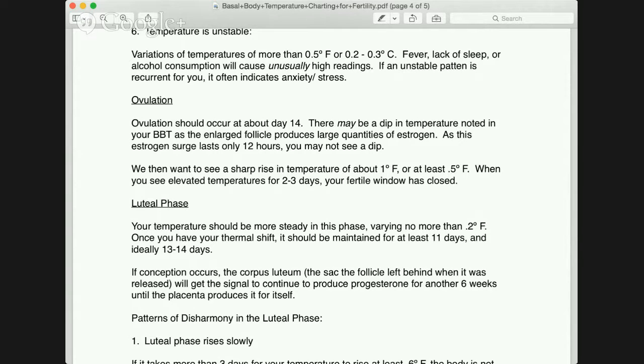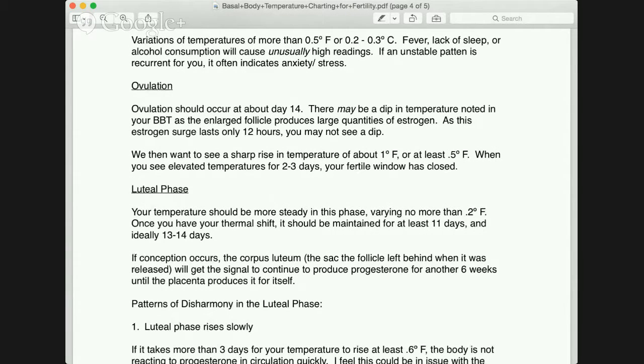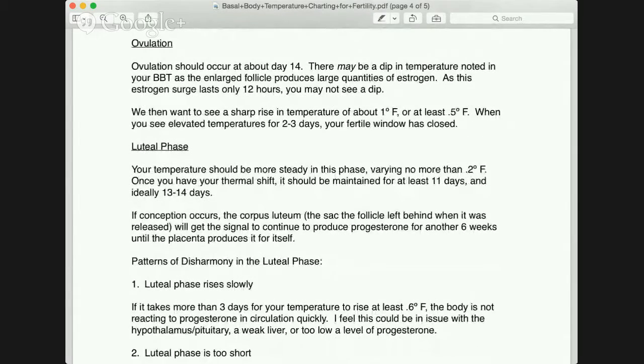And then we want to see that nice rise in temperature, ideally pretty quickly. Once you rise and you stay risen for a couple of days, your fertile window is over. There's not much sense in trying to conceive. If you're trying not to conceive, after your temperature goes high for a few days, it's probably safe to not use birth control after that. Sometimes I see this rise slowly. We're probably going to talk about this in a minute.